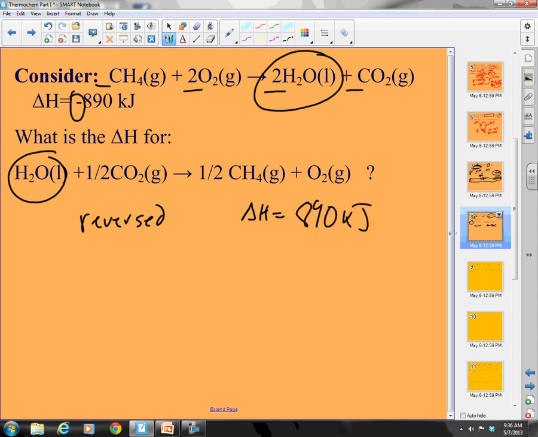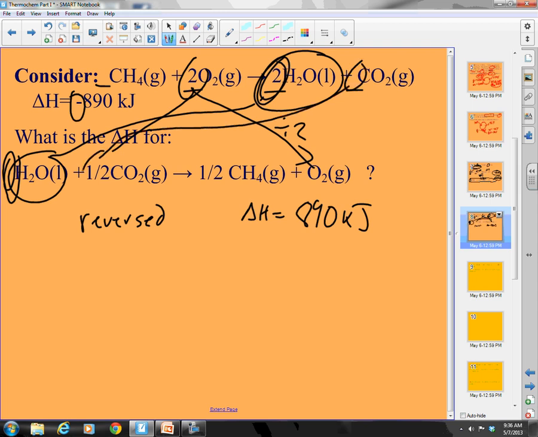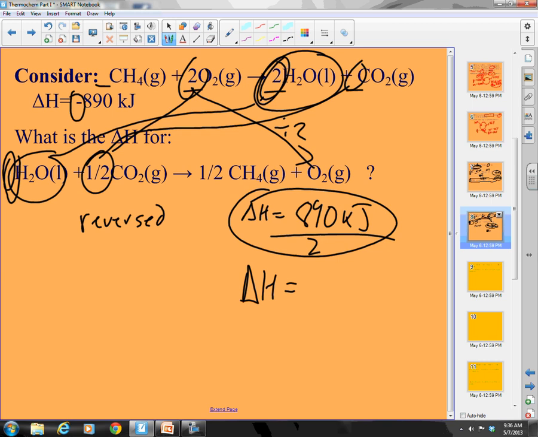But not only that, what? I had a 2 in front of here, and now I have a 1 in front of here. So what did I do to all my coefficients? I divided by 2. So if I have all of these divided by 2, then what has to happen to my delta H? It also has to be divided by 2. So delta H for this reaction would be 445 positive kilojoules.